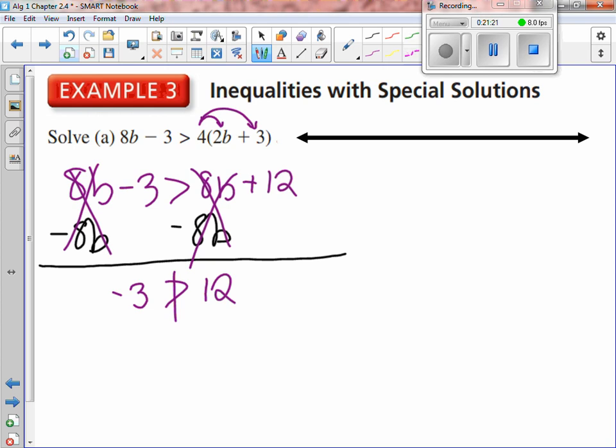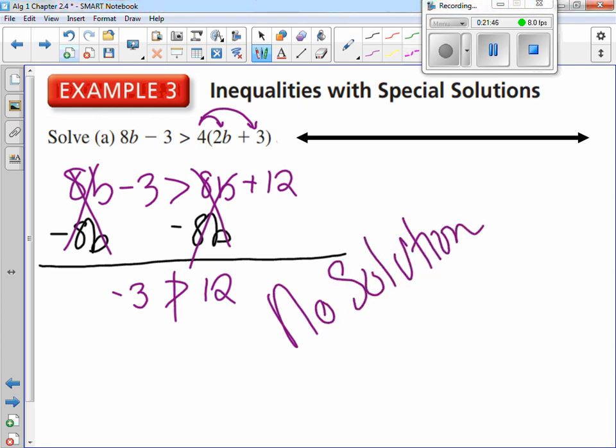That's not true, is it? So that little line, if you're wondering what that is, does not, because you remember when not equal to, we draw a line through it. We can do the same thing with inequalities, because we're saying that negative 3 is not greater than 12. That's a false statement. So this is no solution. It is no solution.